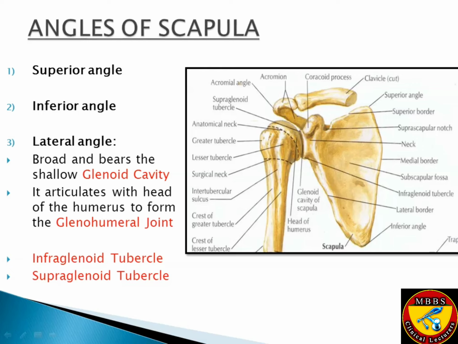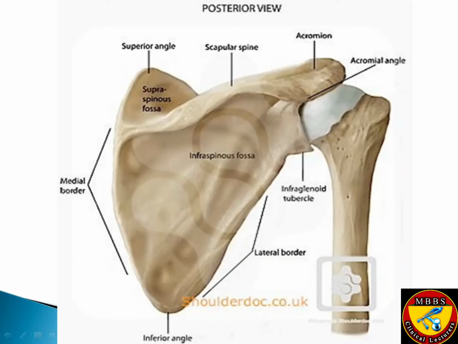In this figure, you can clearly see the three angles. This is a posterior view of the scapula. This is the superior angle, which is towards the medial side, the inferior angle, and a lateral angle. The lateral angle is also called the acromial angle. The lateral angle bears a cavity which is called the glenoid cavity. It articulates with the head of the humerus to form the joint. Just below the glenoid cavity, you can clearly see a tubercle, a small elevation called the infraglenoid tubercle.